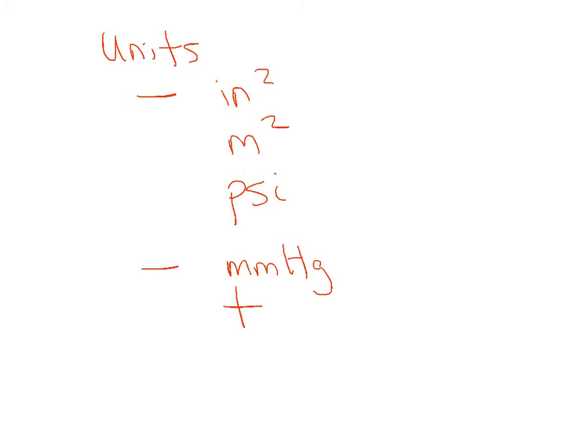The units of pressure that are used commonly are inches squared, meters squared, maybe even in the United States, pounds per square inch. But we can also talk about pressure with the particles in the air and how they exert pressure down, the force that they apply down on Earth or on a surface. And in that case, we talked about things like millimeters mercury, torr, which was named in honor of the inventor of the first barometer, Torricelli.